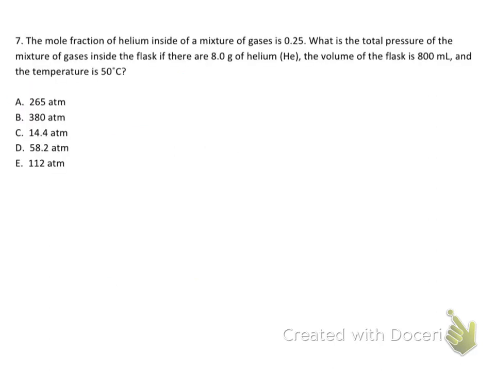This question asks us to find the total pressure in a mixture of gases where we know that the helium is 0.25 for the mole fraction. We're also told that there's 8 grams of it, that the volume of the flask is 800 milliliters, and that the temperature is 50 degrees Celsius. Wait a minute. Oh no, it's happening again! We've got mass, we've got volume, we've got temperature. We're trying to find pressure. When in doubt, pivot nerd it out.